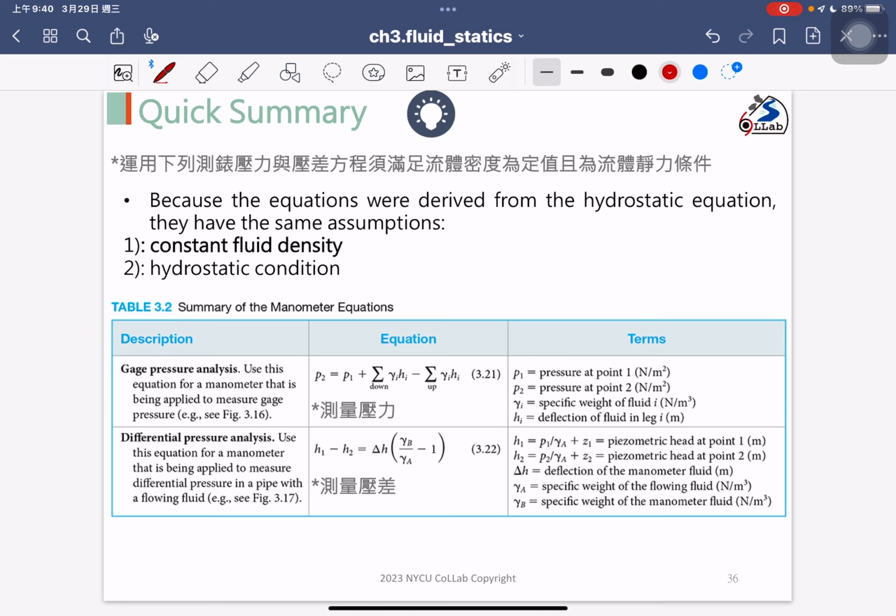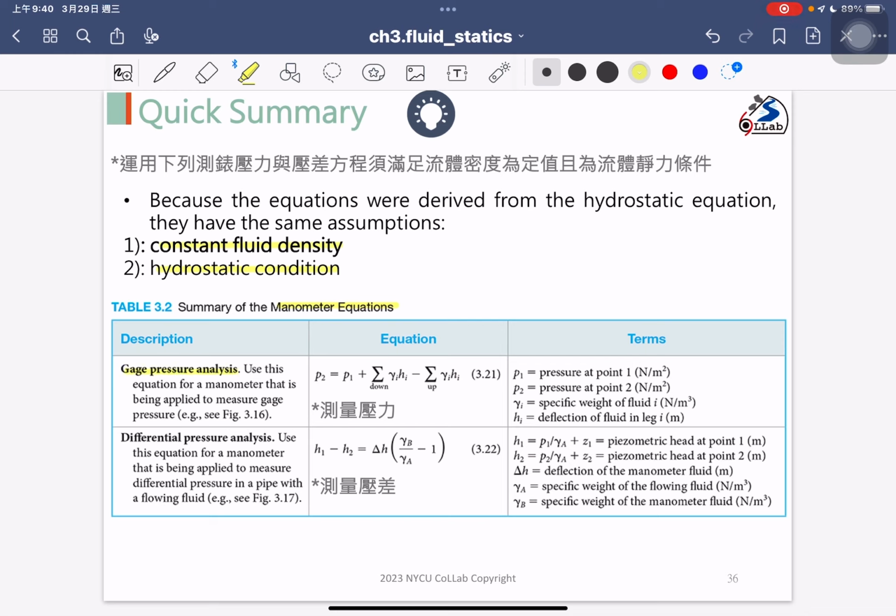In all the previous exercises, we based our work on two assumptions, and then we can deal with the problem. The first assumption is that we always consider constant fluid density. We consider constant fluid density, and the condition is just hydrostatic. And then we have two manometer equations. The first one we call the gauge pressure analysis.